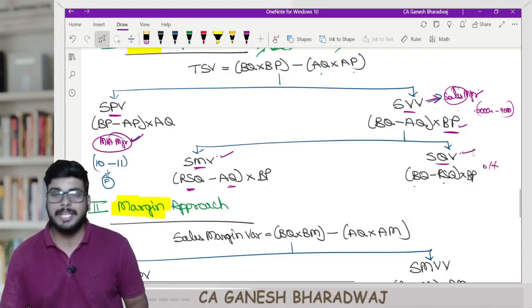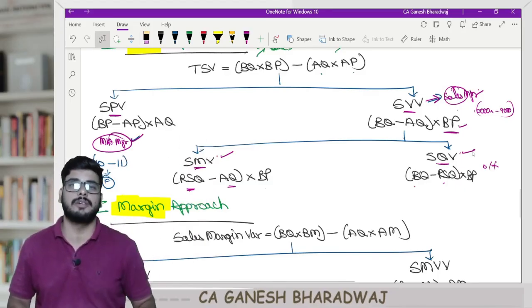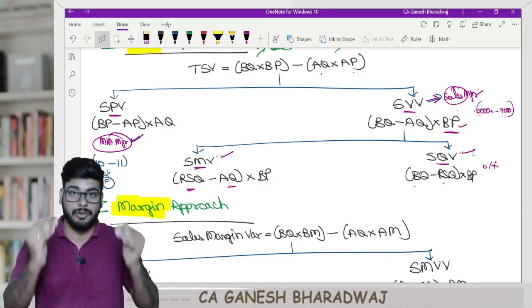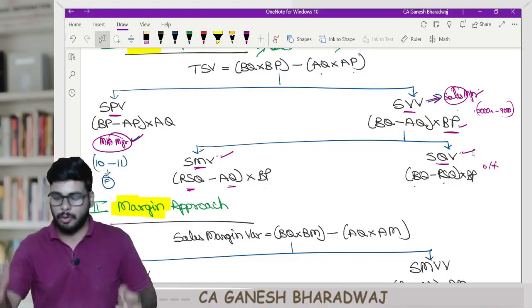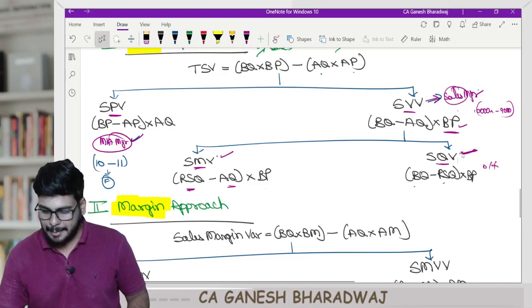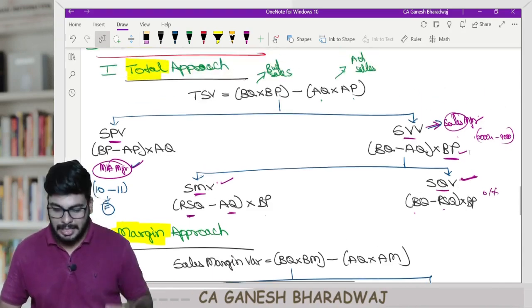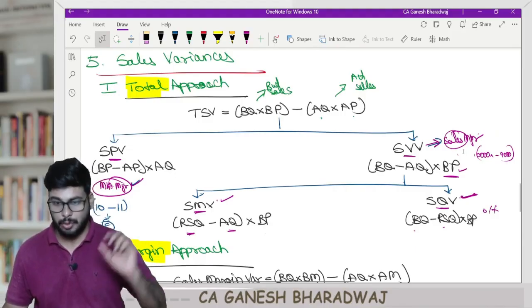Now, here the quantity variance, what does it track? Overall, A plus B plus C put together, you should have sold 10,000 units, but you have sold 11,000 units. Because of deviation in the overall quantity, the amount that is attributable to my volume variance gets captured under quantity variance. Are you clear with this, guys?